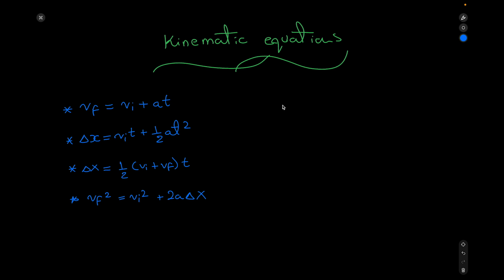Last part in our lesson for today is the kinematic equations that we are going to use. First of all, you need to make sure that while you are using kinematics equations, acceleration is constant. So never use kinematics equations if acceleration is not constant. Okay, this is the first rule that we need to say.